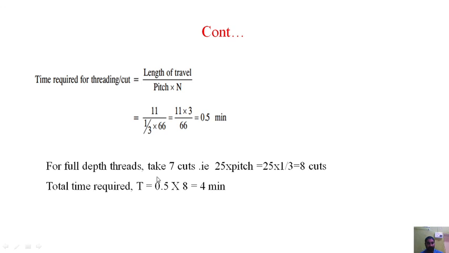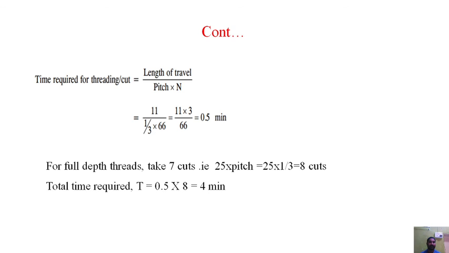So for full depth of cut, take 7 cuts. You have to take this number of cuts. This 0.5 minute is the time required for one cut. The threading operation is not finished by one cut, so it depends on the number of cuts. How do we take this number of cuts? You have one option: if the material is given, then depending upon the material, you can take the number of cuts from the table.